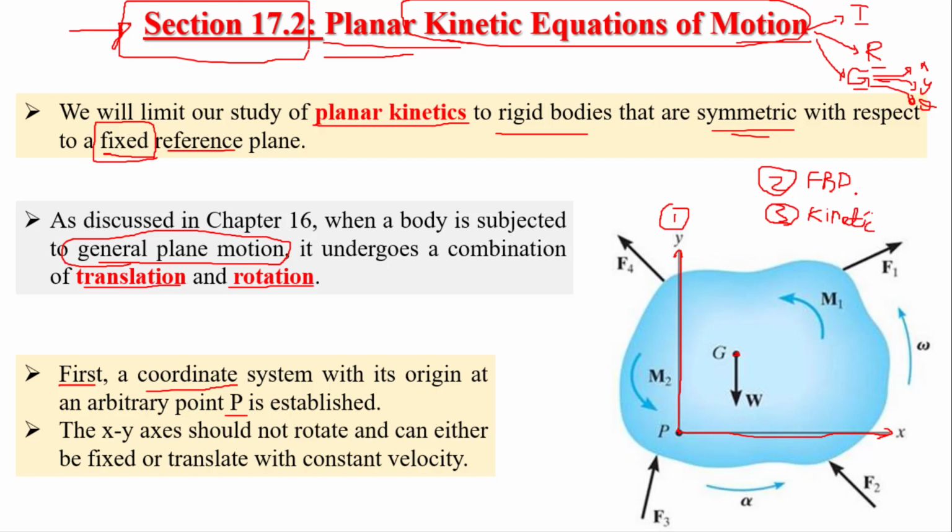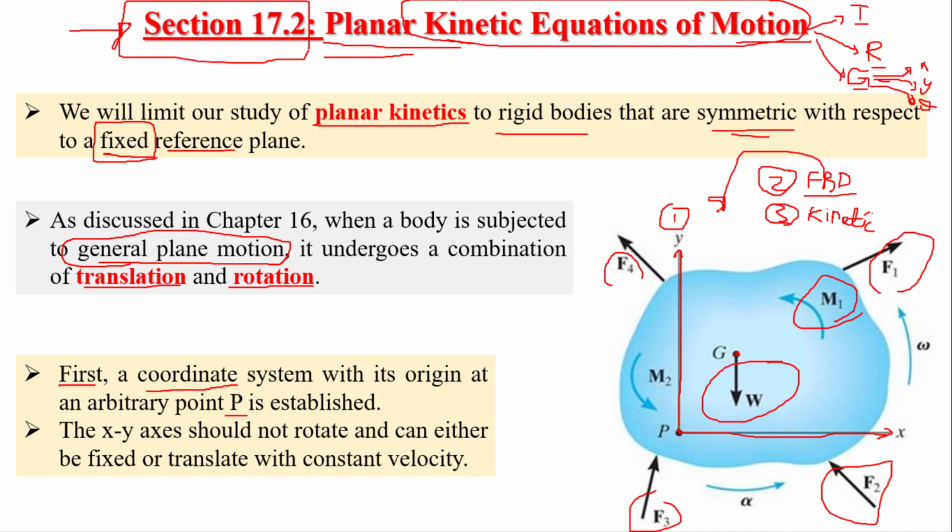So what do we have in the free body diagram? Every external force and external moment, reactions, weight. Here we have external forces, as you can see. Here we have an external moment. Here we have the weight of the rigid body, etc. Those are related to the free body diagram.